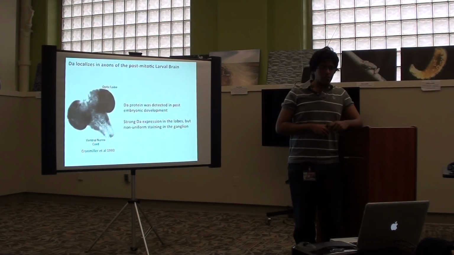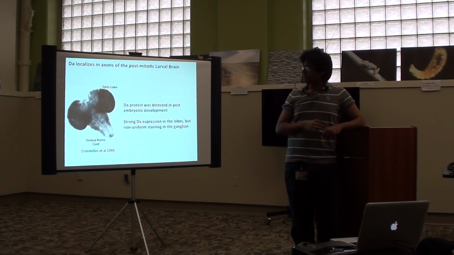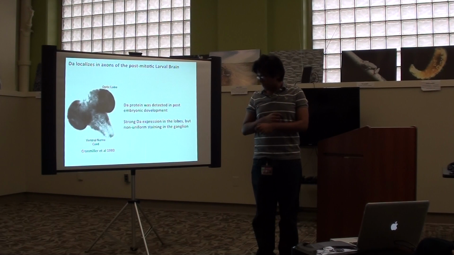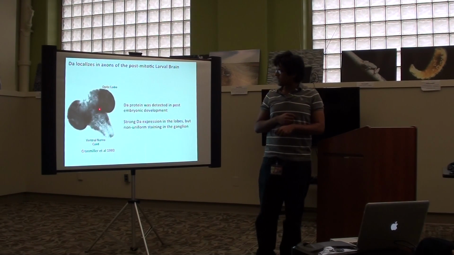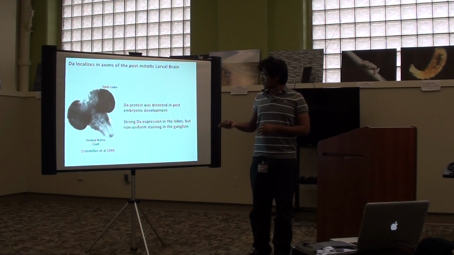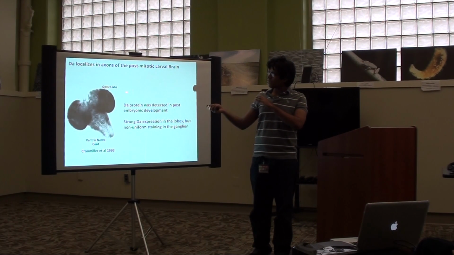The first thing we did was try to see the localization of Daughterless in post-mitotic neurons, so after embryogenesis. A previous study done in '93 by Cronin and her colleagues saw that Daughterless was expressed throughout, but with strong expression in the lobes. These are the optic lobes, where the neurons from the eye come in. There was also non-uniform staining in the ventral nerve cord.